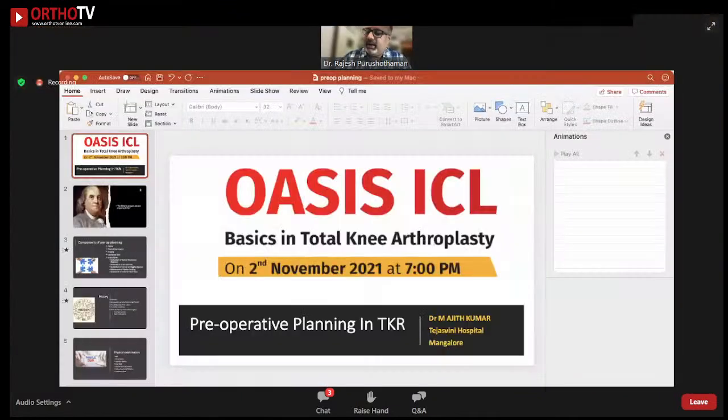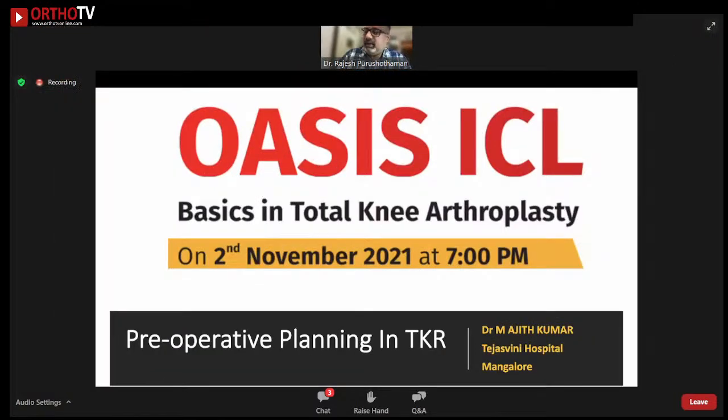Next, we will be discussing how to do the preoperative planning. This will be delivered by Dr. Ajit Kumar, sir. He is Senior Consultant Orthopedic Surgeon at the Tejaswini Hospital and Shantaram Shetty Institute of Orthopedics and Traumatology, Bangalore. He did his MS and MBBS from KMC Manipal, and his MCH from Liverpool. He is currently a member of the AO Governing Council of India. Over to you, sir.